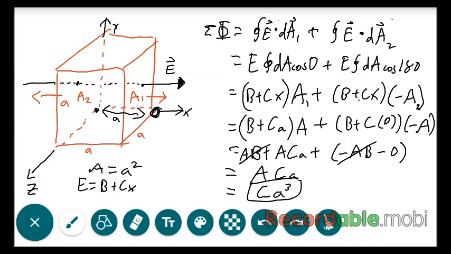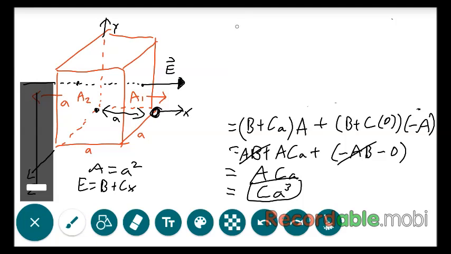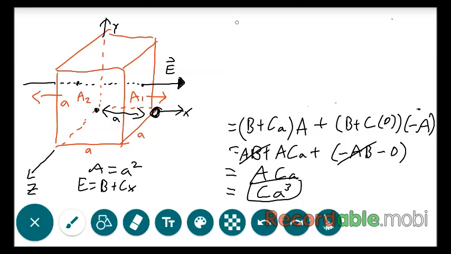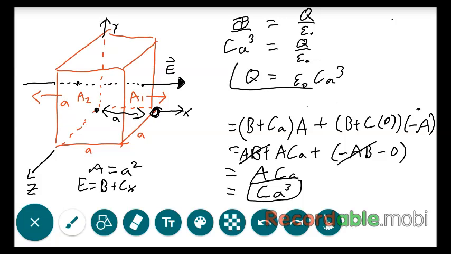Now, if we were to find the charge, we again say that flux is equal to Q over epsilon. We found that flux is equal to C a cubed. Therefore, the charge is equal to epsilon times C a cubed. And that is your final answer for part B.